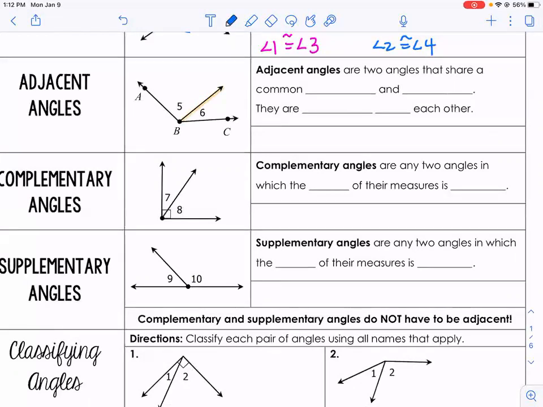Adjacent angles share a side and a vertex, okay? So they share this side and this point right here. They are next to each other.